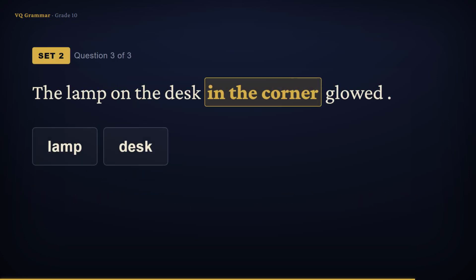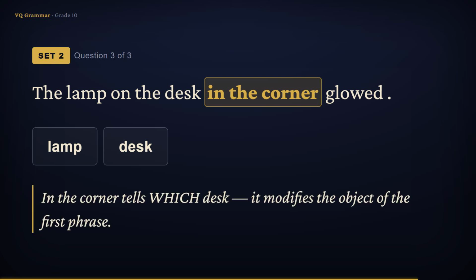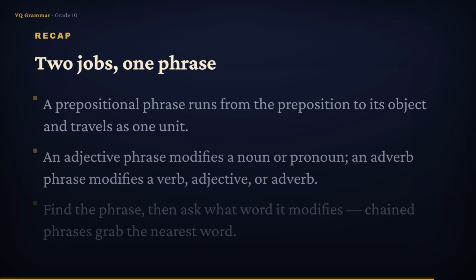The lamp on the desk in the corner glowed. Here is our chain. On the desk modifies lamp. But what about in the corner? Which desk are we talking about? The desk in the corner. That second phrase modifies the word closest to it, which is desk, the object of the first phrase. The answer is desk. Let's gather it all up.